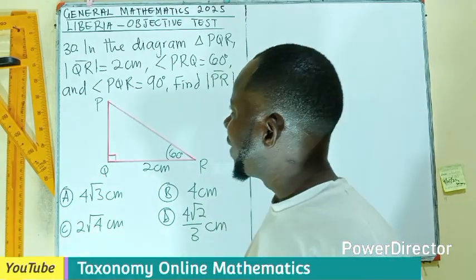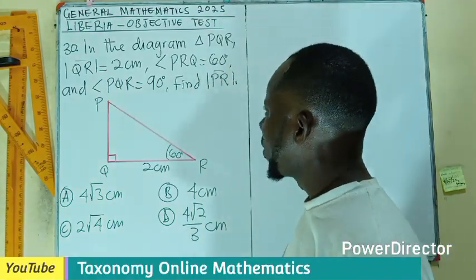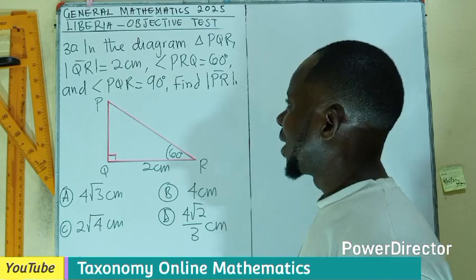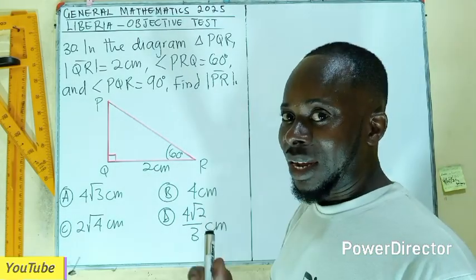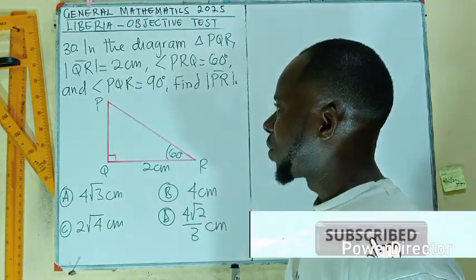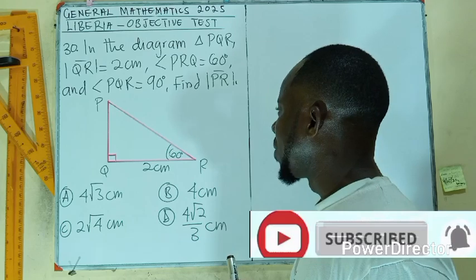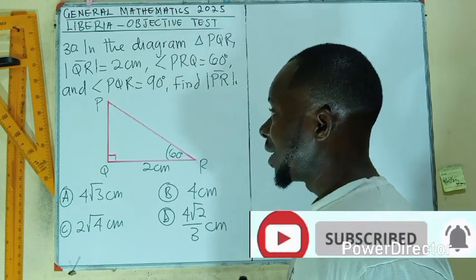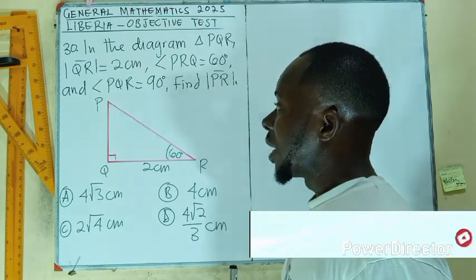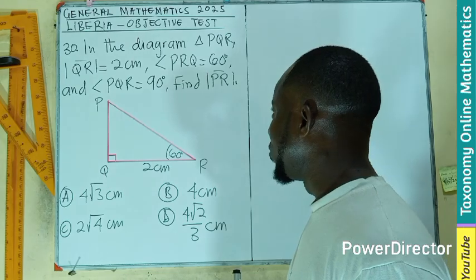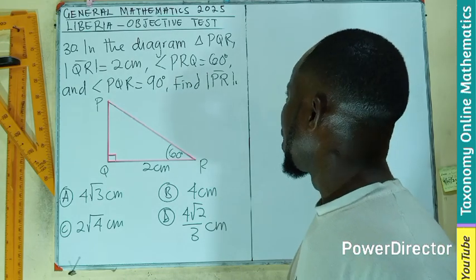Welcome. Question 30. In the diagram, that's the triangle PQR. The length of QR is 2 centimeters. The angle at R is 60 degrees, and the angle at Q is 90 degrees. We have to find the length of PR.